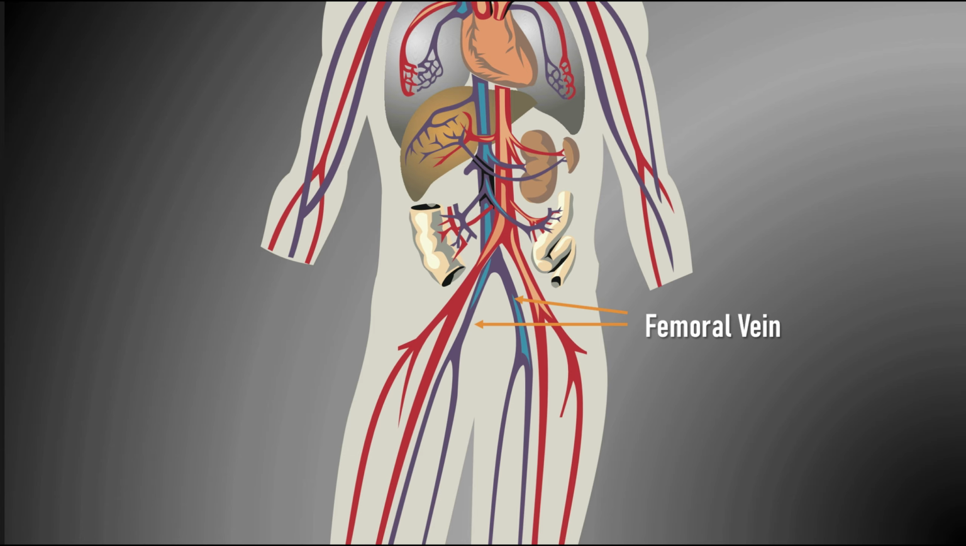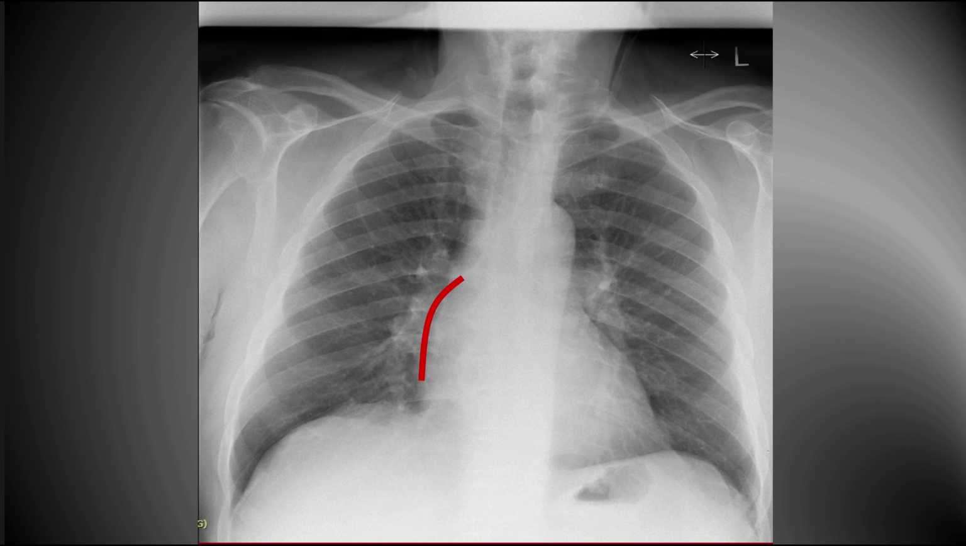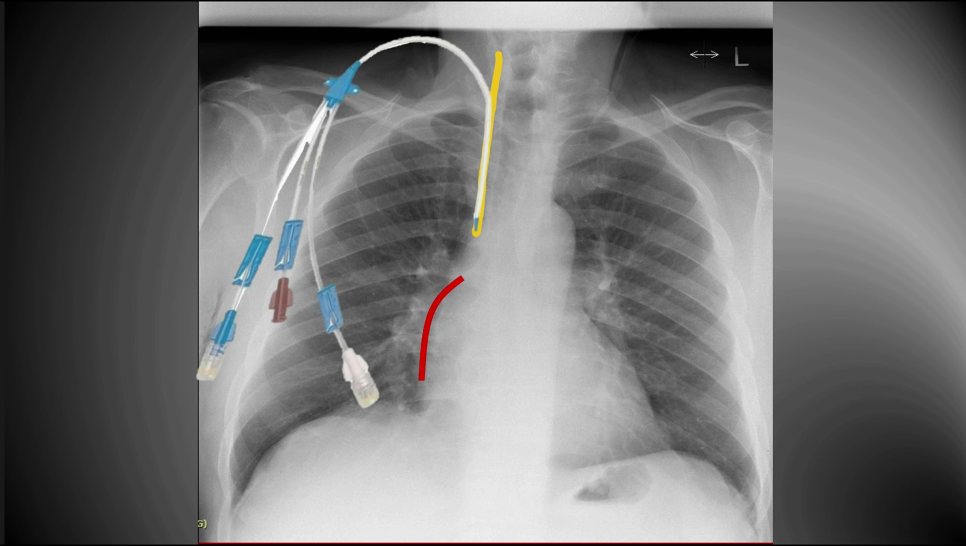inferior vena cava. So on this chest x-ray, I've identified two structures, the right heart border in red and the superior vena cava in yellow. If one places a central venous line, the objective is to advance the tip to the distal SVC just proximal to the junction of the right atrium. In this case, a triple lumen central line has been placed in the right internal jugular vein, and it's in the ideal position.